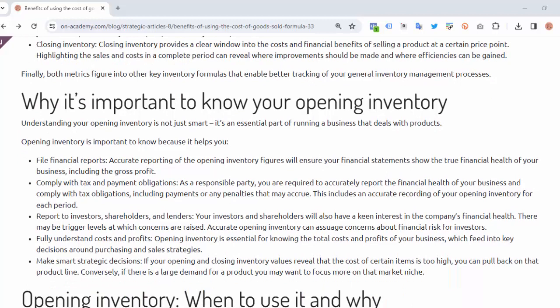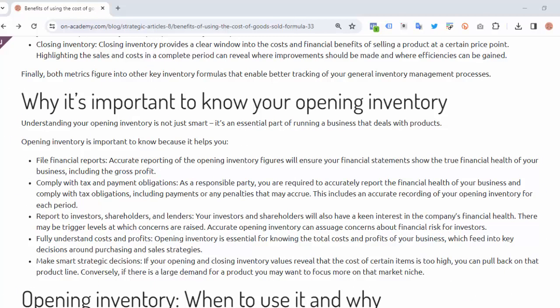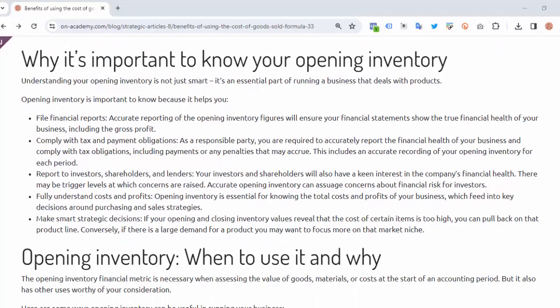Total manufacturing cost formula. Total manufacturing cost can be calculated using the total manufacturing cost formula: direct materials plus direct labor plus manufacturing overheads equals total manufacturing cost. The total manufacturing cost formula can be used alongside your net revenue to work out how profitably your business is producing goods. The higher your production costs, the thinner your profit margins are likely to be.